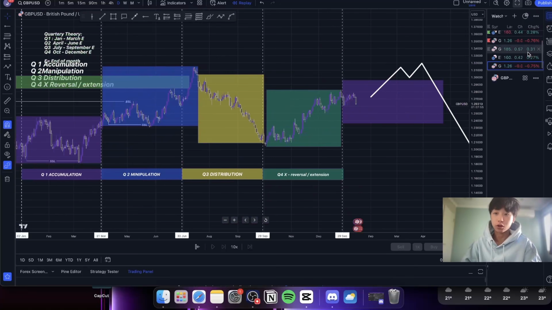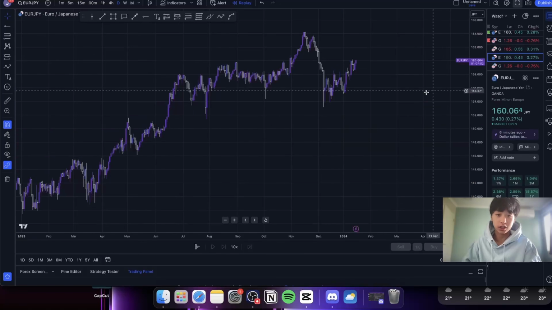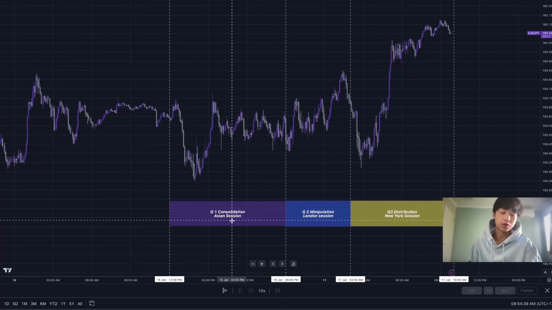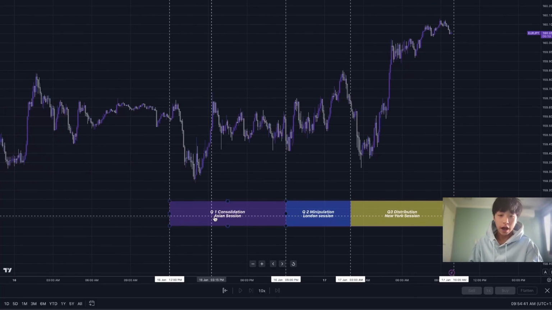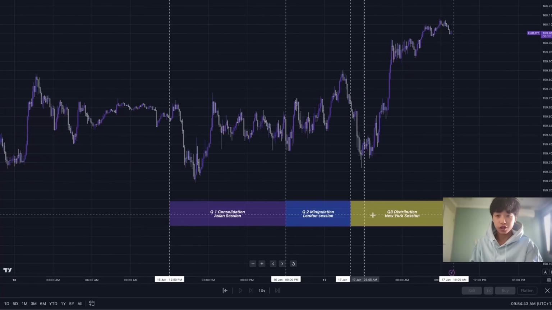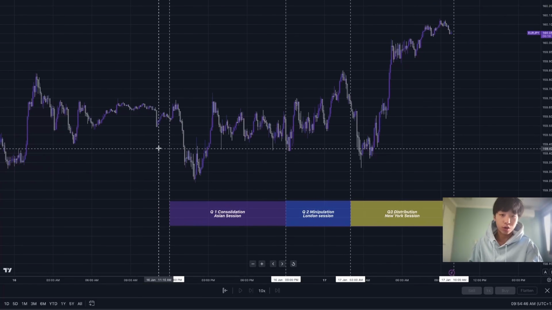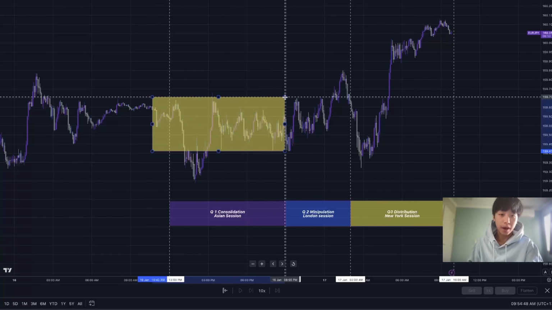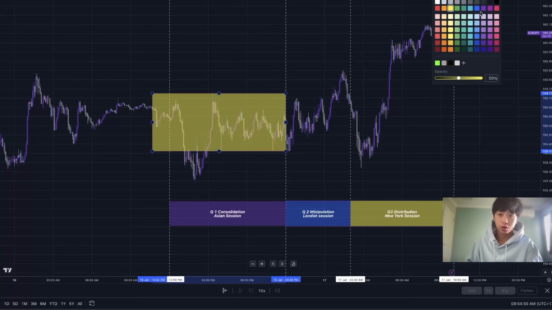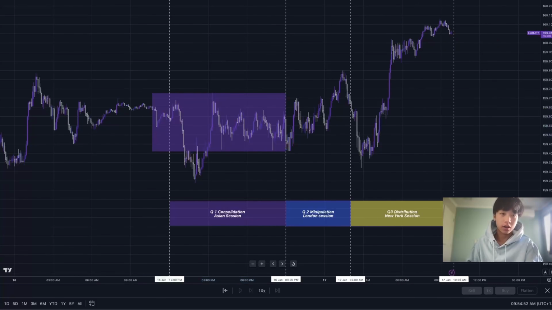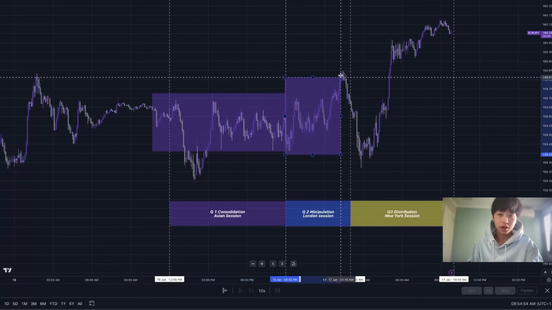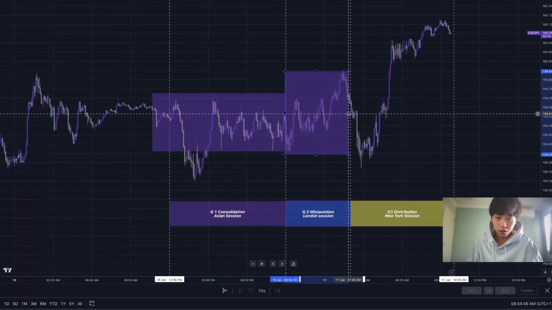So let's get into the sessions example. So these are our first few sessions. We got Asian session right here, London session, and New York session. I think you guys can already clearly see that we have a nice power of 3 setup. We have consolidation right here. We have manipulation throughout London, which goes into New York.